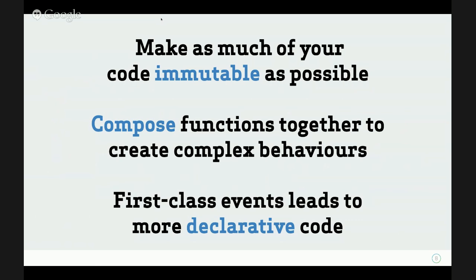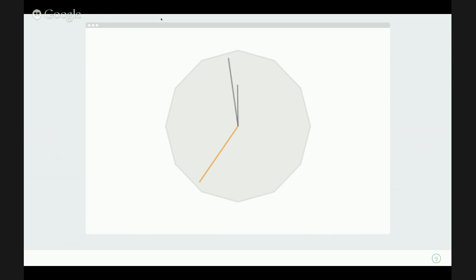There are 3 things that you get out of doing a code base in a functional reactive way. You get to make as much of your code base immutable as possible. You get to put functions together to compose them in a way that you get more advanced behaviors. And having events as a first-class feature leads to more declarative code. As I walk through this, I'll show you how this stuff pervades Reactive UI because ultimately there's a lot to take in. But the example I want to start off with is just a clock.